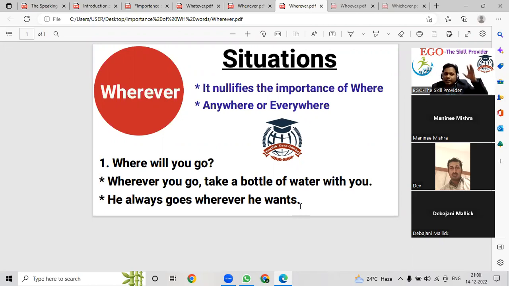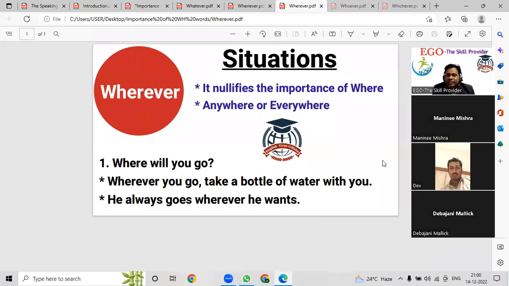So here the very purpose of where is to give the specific information about a place. But whenever I say wherever, it doesn't give any specific information. It's a general information. Suppose you say, wherever you go I don't care, but make it a point to reach office or to reach home before 6 o'clock. So this is something called wherever.